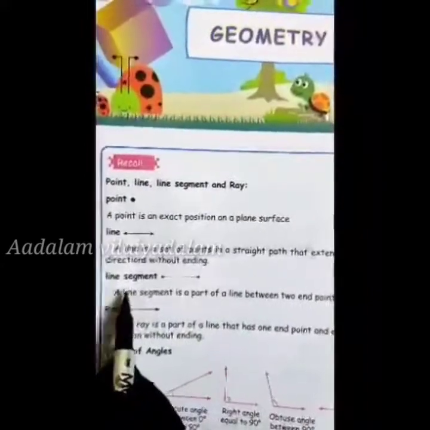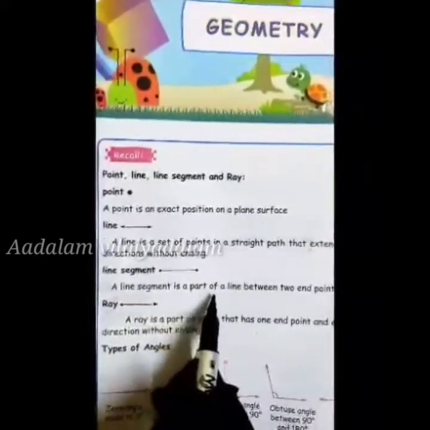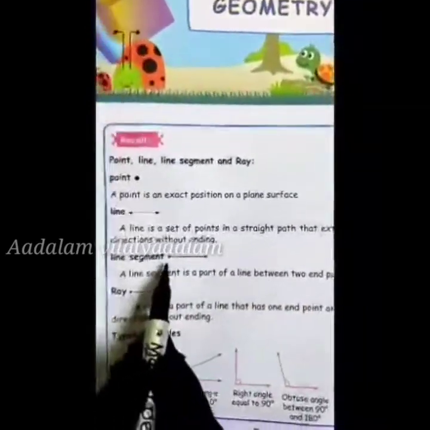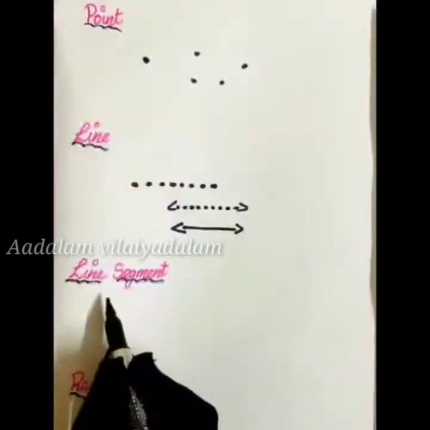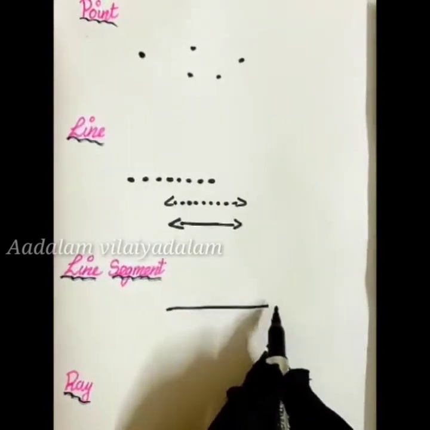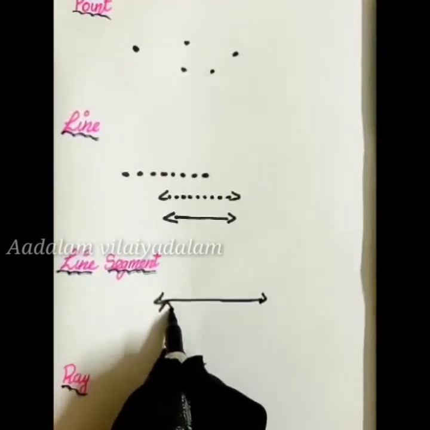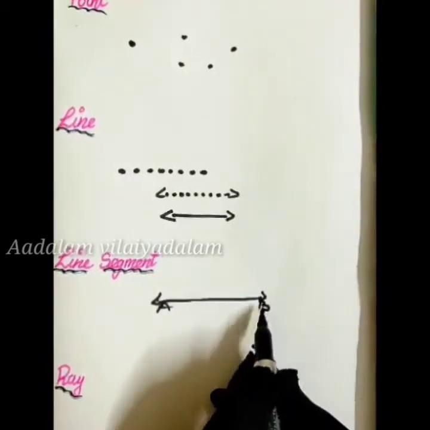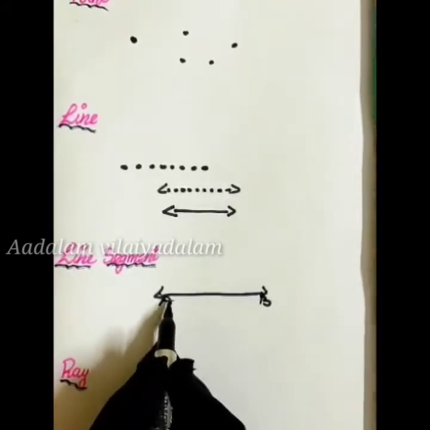Now move to the line segment. A line segment is a part of a line between two endpoints. Here, see a line segment with two endpoints. For example, AB. Draw a line with two endpoints A and B. So AB is the line which does not have any endpoint.